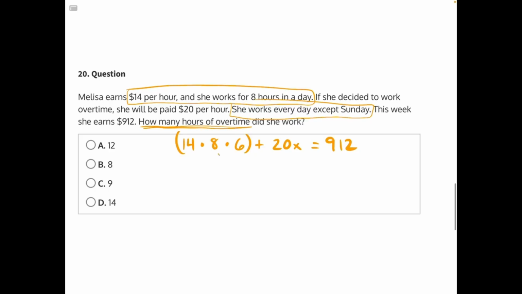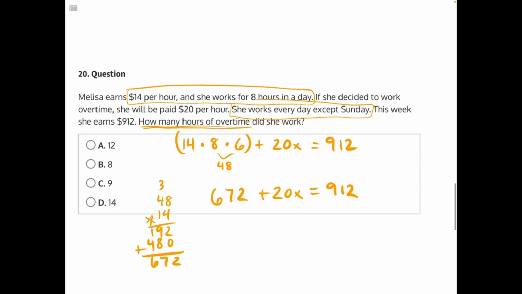8 times 6 will give us 48 times 14. We'll bring that over to the side here. 4 times 8 is 32. 4 times 4 is 16, plus 3 is 19, and then 1 times anything is just itself. 9 plus 8 is 17. 2 plus 4 is 6. We have $672 without overtime. Add on our overtime, and that will equal 912.